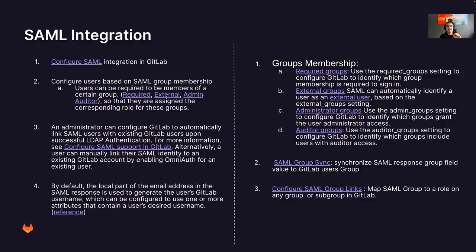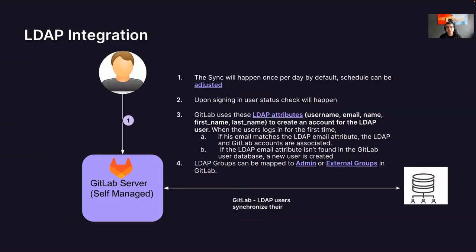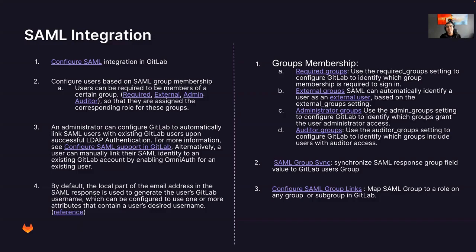A subfunction of that is the explicit mapping between external and admin users. Whenever a user is added to a certain admin users group in your LDAP, that group can be mapped into an admin group in GitLab, and the same goes for external users, which, as I said before, is very useful when it comes to external contractors, or maybe other use cases. Okay, excellent. So now let's move into SAML.